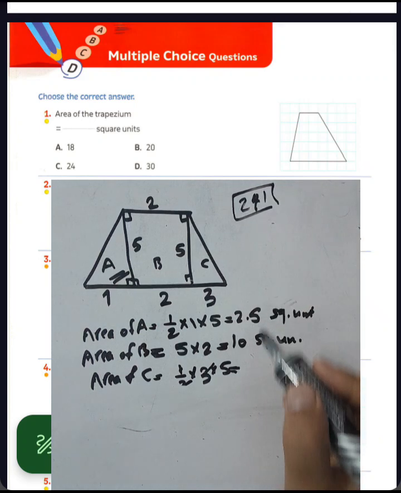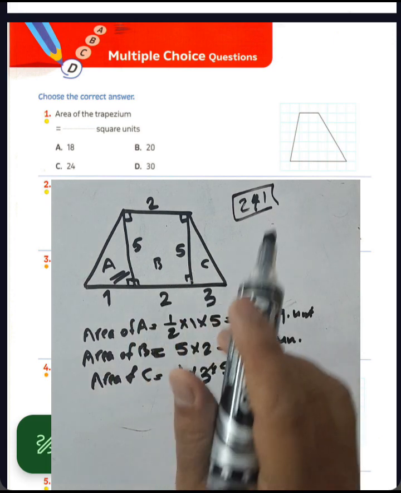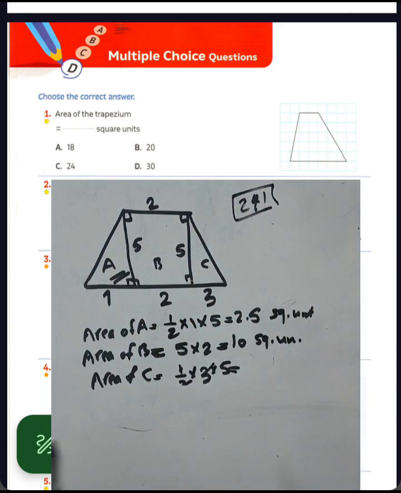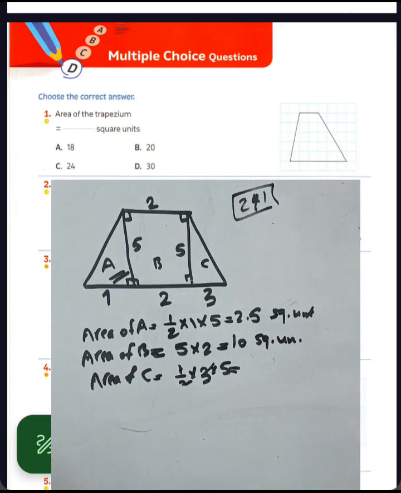One from the book, multiple choice question. Question number one: find the area of this trapezium. We want to find the area of the trapezium, so we must divide this trapezium into three parts.